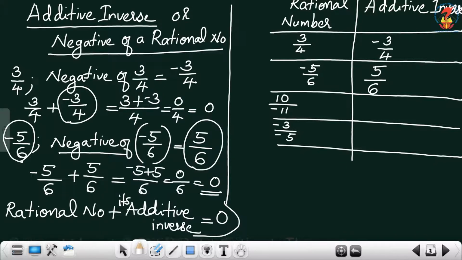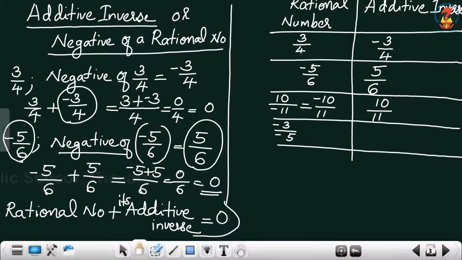Next, 10 by negative 11. Is this a positive rational number or negative rational number? Yes, negative rational number. Now we can write it in the standard form. Standard form means it should be in the lowest form as well as the denominator should be positive. So how can we make it positive? Multiply both the numerator and denominator by negative 1. So we will get the result as negative 10 by 11. Then, what is the additive inverse? This is a negative rational number, so the additive inverse is a positive one, which is equal to 10 by 11.